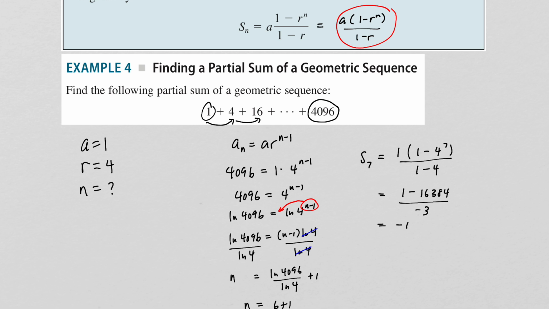And so that's negative 16,383 divided by negative 3. And so if we divide that, we're going to get 5,461. And this is the sum of the terms that you see here.